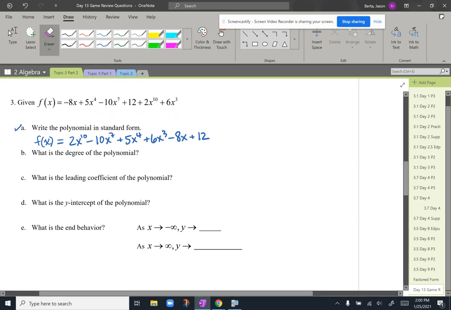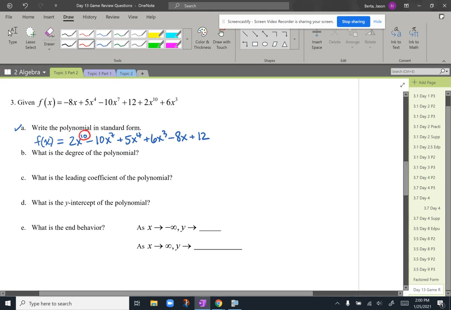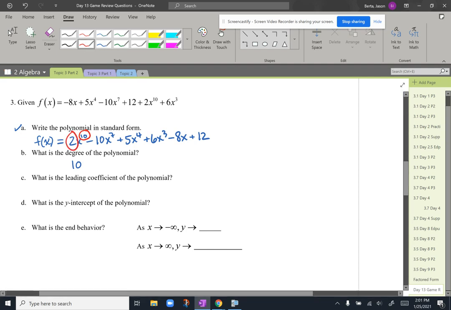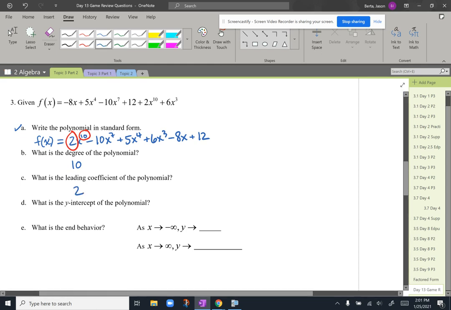Next, we are asked to state what is the degree of the polynomial. Well, once we have the polynomial in standard form, it is easy to find that the degree is the highest exponent. Here, that degree is 10. What's the leading coefficient? Well, what is that coefficient out front of the term with the highest exponent? Here, the leading coefficient is a positive 2. Right? 10 is even, and 2 is positive. Knowing those two facts are going to help us with part E, but first let's look at the y-intercept.